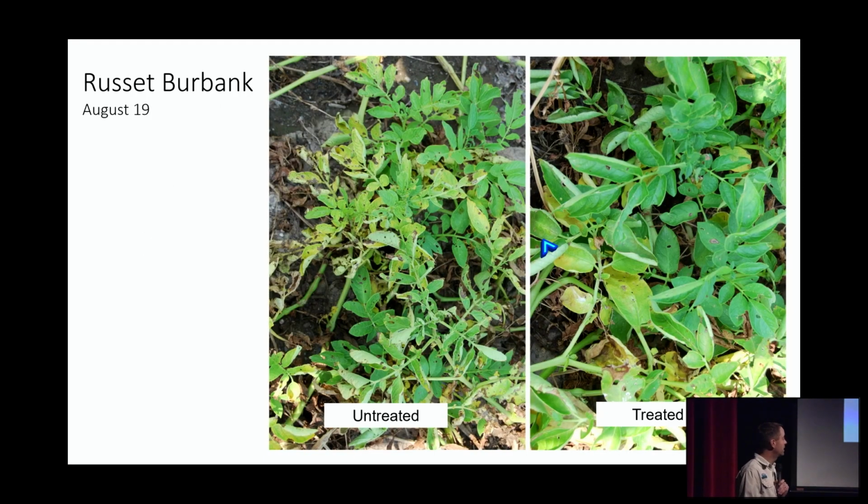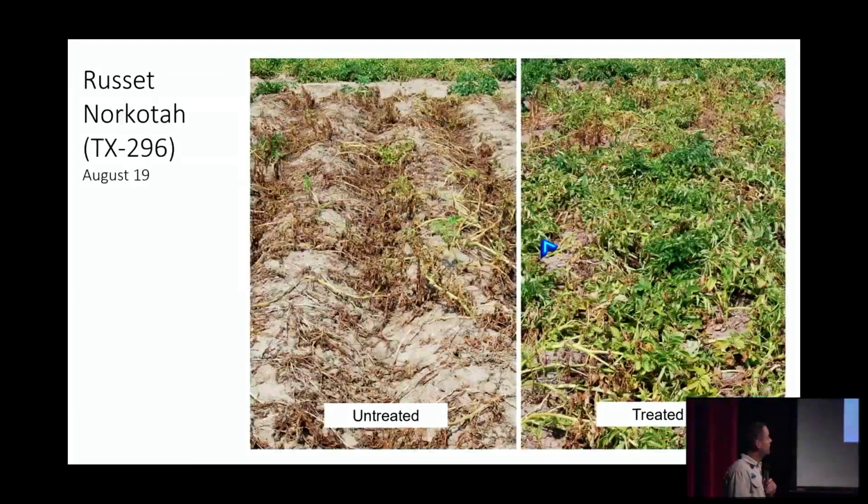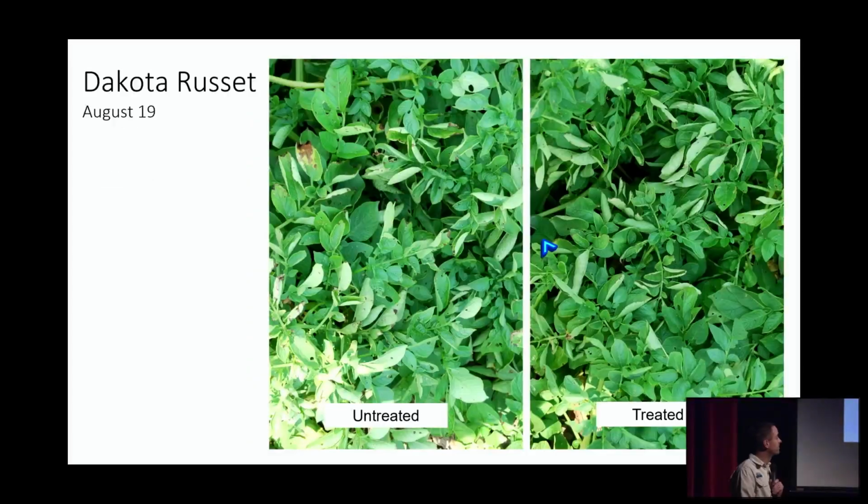Here's Russet Burbank, treated versus non-treated. Canopy just doesn't look as thick. Here's that Russet North Dakota, not very much green left, and if you look at the entire plot, that was the difference between treating and non-treating. That was August 19th when that picture was taken.